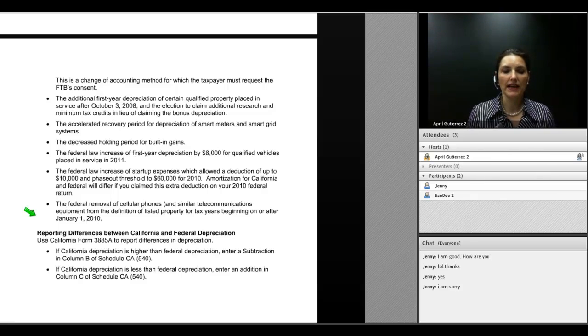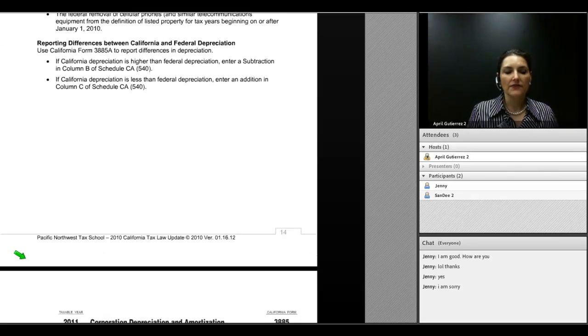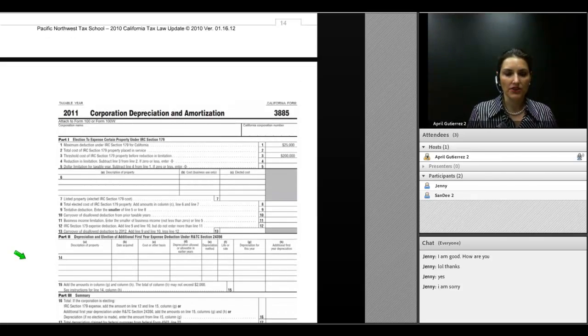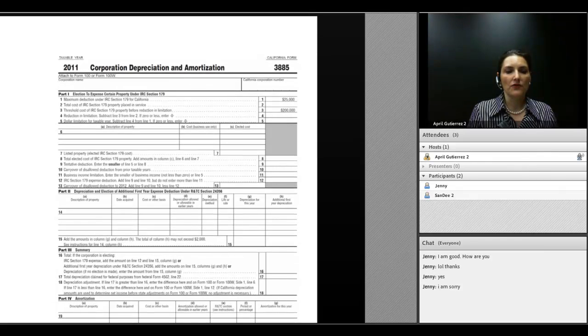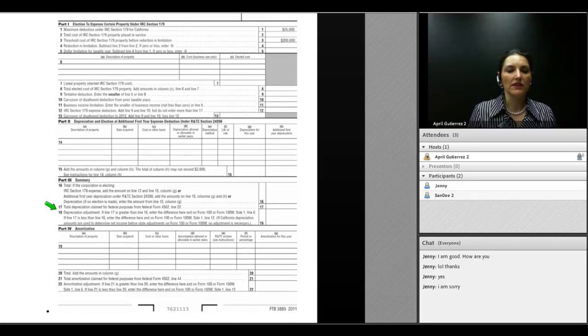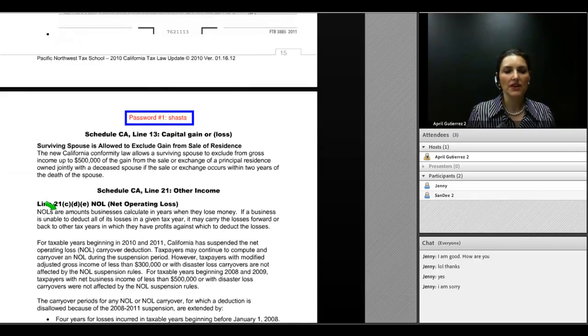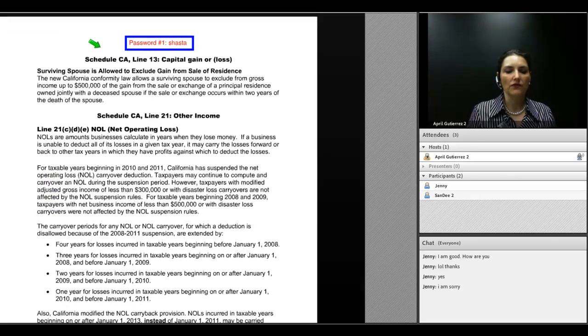So how do you report differences between California and federal depreciation? Well, you use California Form 3885A to report these differences in depreciation. And if California depreciation is higher than federal depreciation, enter a subtraction in column B of Schedule CA. And if California depreciation is less than federal depreciation, enter an addition. And here is the California depreciation difference, Form 3885, and it's laid out similarly to Form 4562 for federal depreciation, but of course it is allocating the California differences or the California limits.